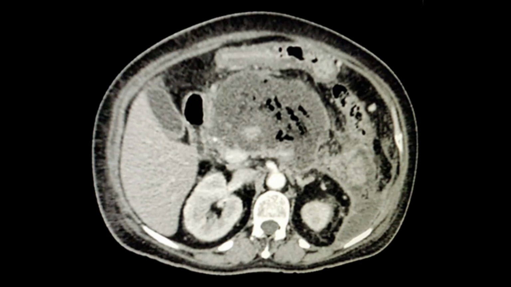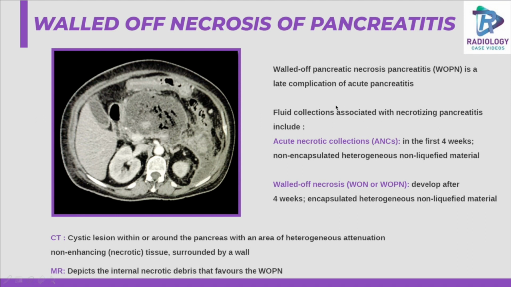This is the last case, where we can see a large lesion with visible wall in the region of pancreas, which is showing multiple air foci, and this is a known case of necrotizing pancreatitis, and the diagnosis is walled-off pancreatic necrosis. It is a late complication of acute pancreatitis, and fluid collections associated with necrotizing pancreatitis can be divided into acute necrotic collections in the first 4 weeks.